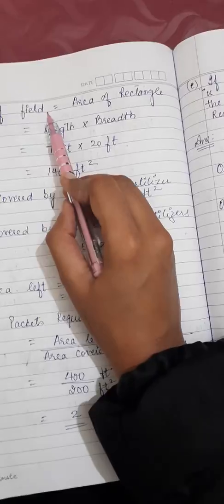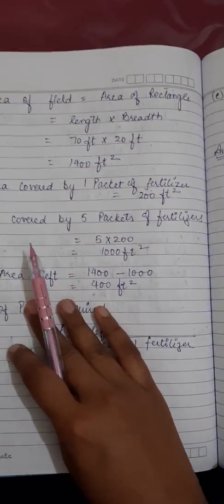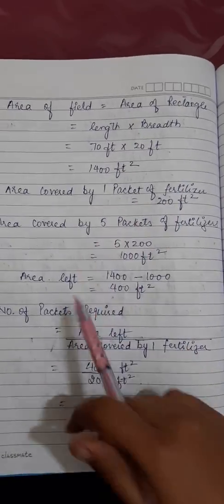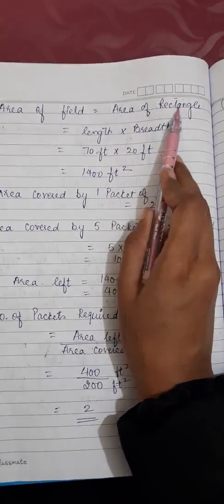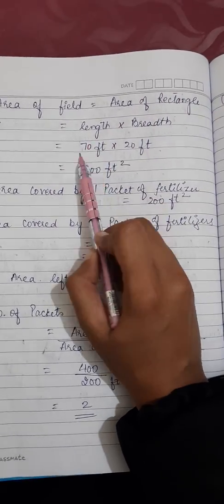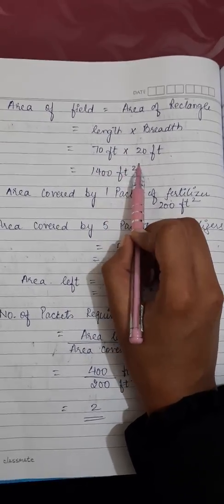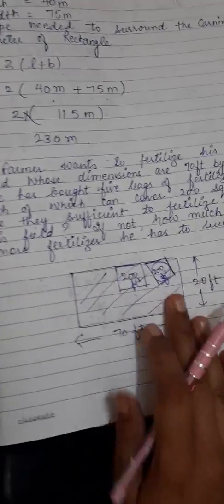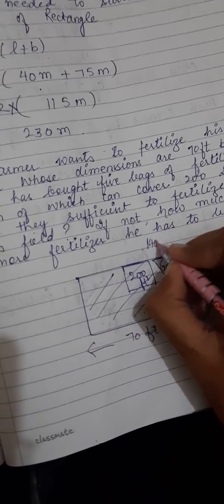So let us find it. Area of the field. Firstly you need to find the total area of the field in which the fertilizer has to be used. Now the area of the field is the area of a rectangle, because the field is in the shape of a rectangle, that is length into breadth. What is the length? 70 into 20 will come out to be 1400 square feet. So this is the complete area of this field. The complete area of this field is 1400 square feet.